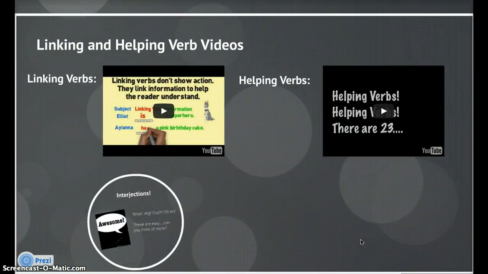If you want to learn some more information about linking verbs and helping verbs, there are 2 really cool videos that I found online linked here. If you pause the video, you should be able to click on the linking verbs video and the helping verbs video to give you a better idea of what they mean. There are some spaces on your guided notes for you to write down information, definitions, and examples of linking and helping verbs.